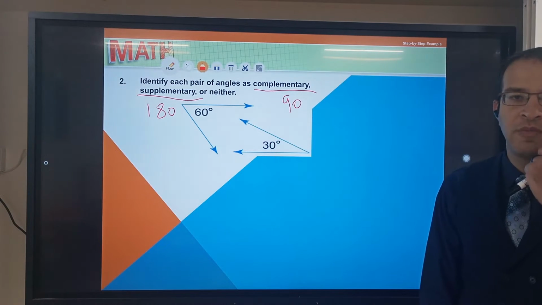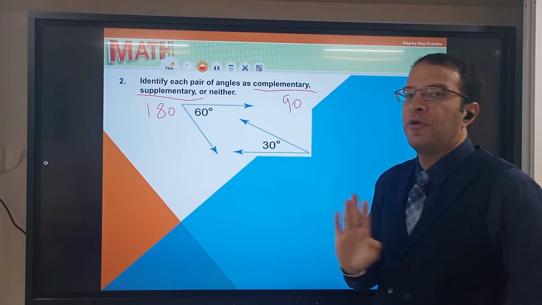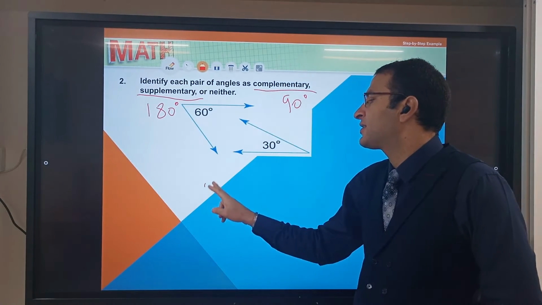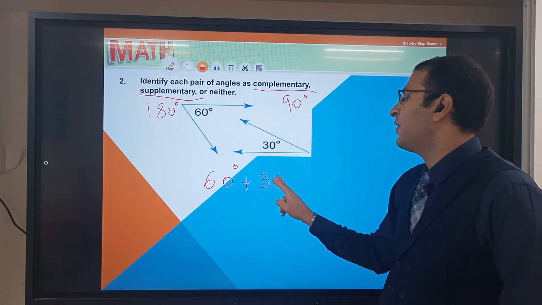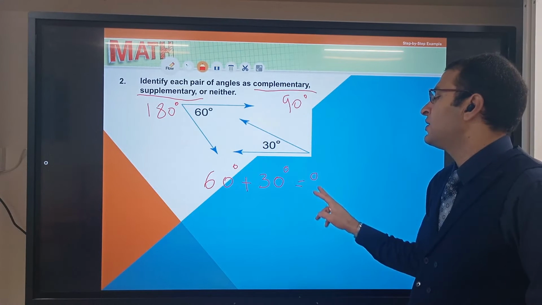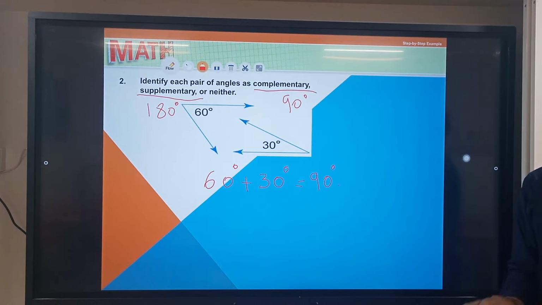If I add these two numbers together, what do we have? Look with me, my friend. I add 60 plus 30. I have 60 degrees plus 30 degrees. Don't forget the unit. So 60 plus 30 here will be equal to what? It is equal to 90.